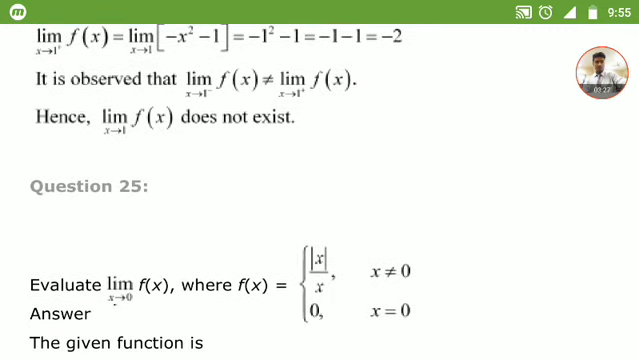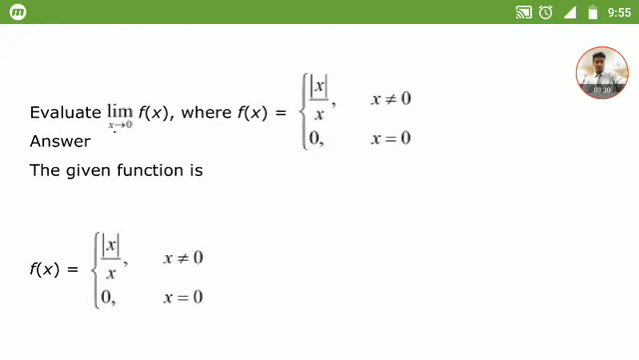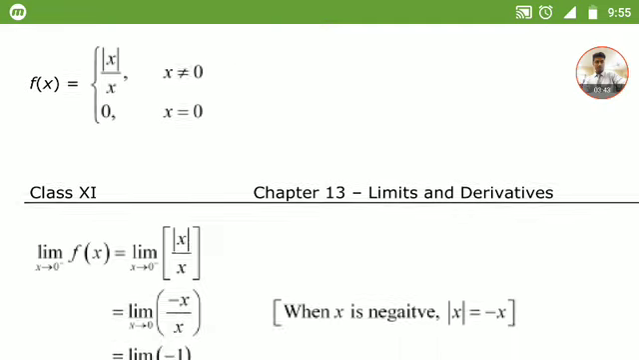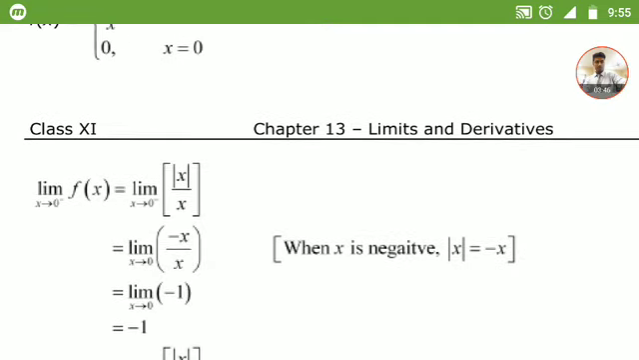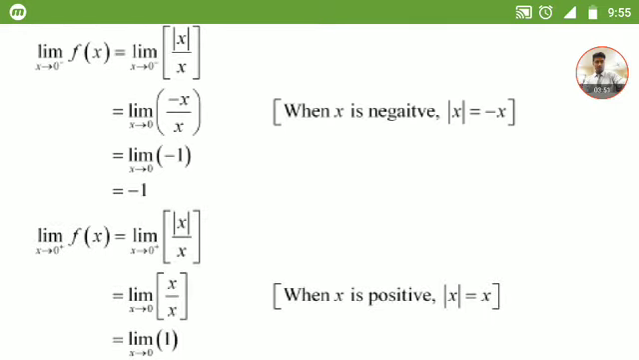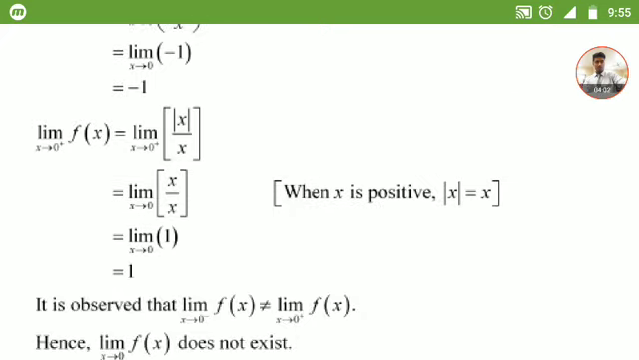Similarly for 25, you have two functions: one for x not equal to 0, which means greater than or less than 0, you have mod x by x, and for x equal to 0 you have 0. For the left hand limit we pick up the same function, and for the right hand limit also the same. For the left hand limit, mod x is negative of x, so you get a value of -1, and the right hand limit will be +1, because mod x equals x for all positive values of x. So it is observed that the left hand limit is not equal to the right hand limit, so the limit does not exist.